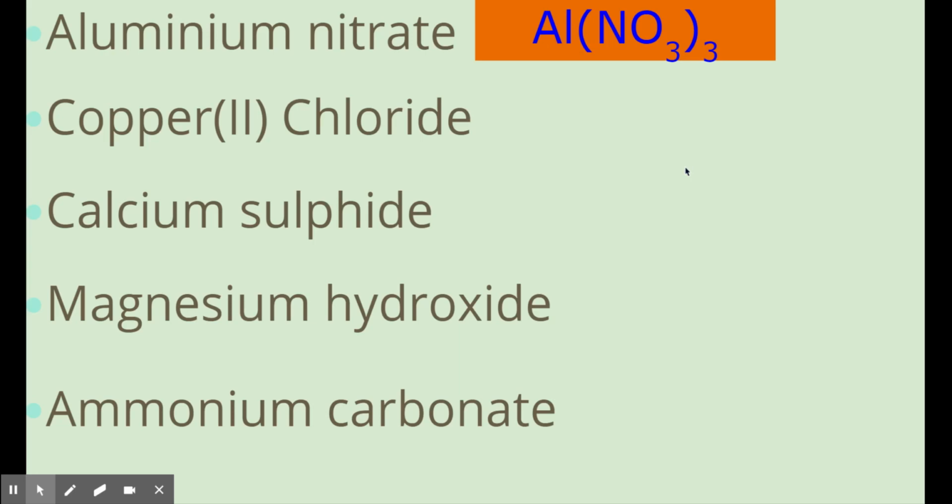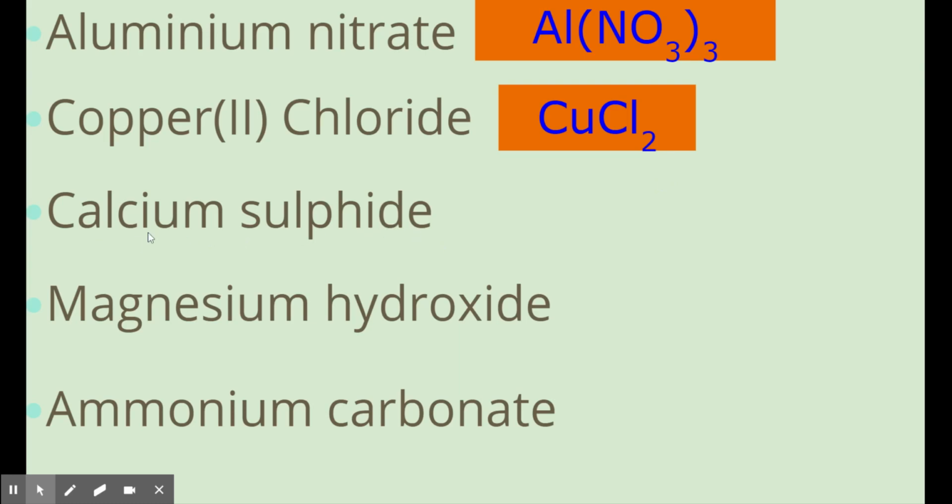Copper 2 chloride. As we have mentioned, the number inside the bracket means the oxidation number or the charge, so far as we are learning. So that means Cu should have a charge of 2 plus, and each chloride ion should have a charge of minus 1. So the chemical formula of copper 2 chloride should be CuCl2. Just to remind you once again, this number should be placed on the lower right hand corner.